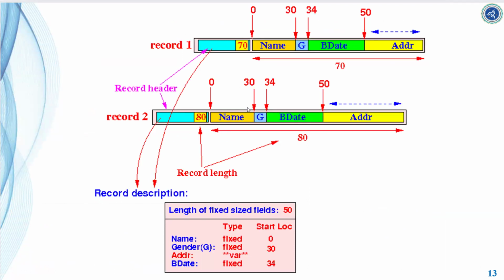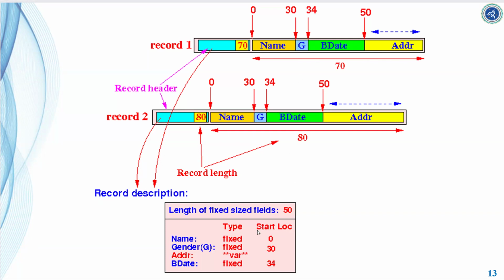So here this is also a representation. Here we have a record, and the fixed-length size field is 50. That is, this is the record header part. In the header we have the information, and this will give you the size of this record. So a total of 70 is the size of record 1. And the fixed part is name, gender, address, and birth date are the fixed part. So name has a fixed part, gender has a fixed part, and the birth date also has a fixed part.